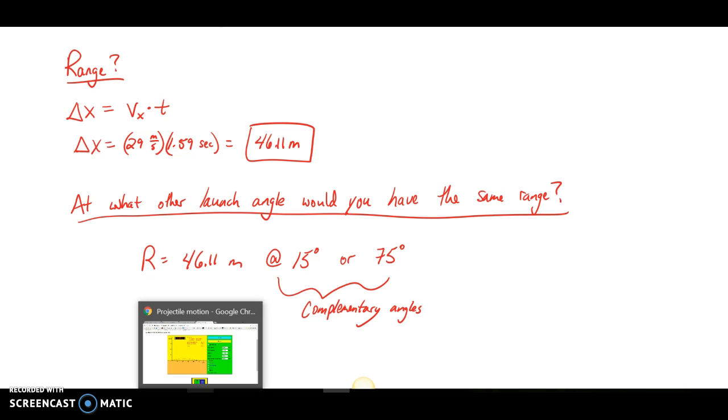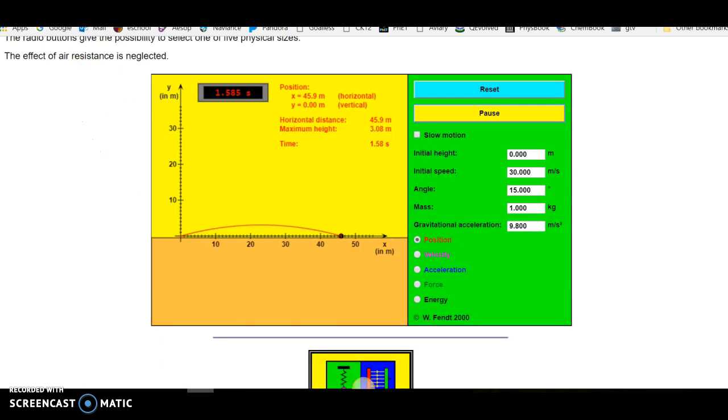So we can test this again. We can pull up the simulation. We can see what kind of range we get when we change our initial angle here from 15. Reset. Change it to 75. Start. Notice it's in the air a lot longer, it goes a lot higher, but our overall range, horizontal position here, our maximum distance, 45.9 meters, is the same.